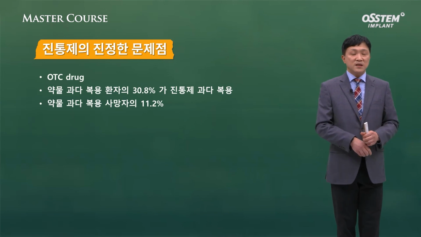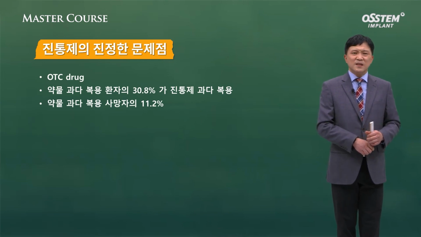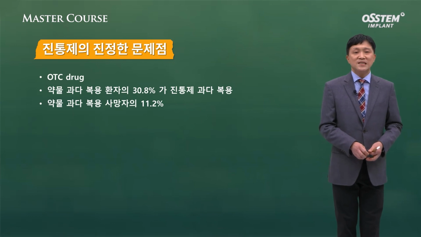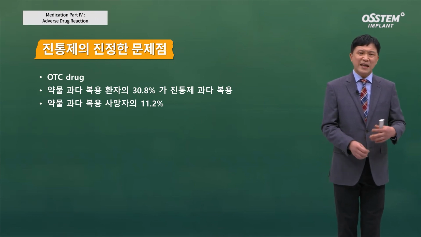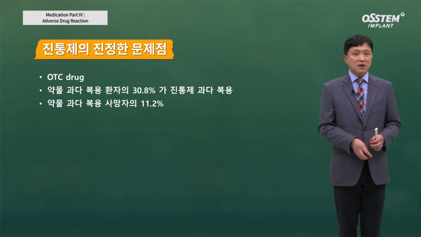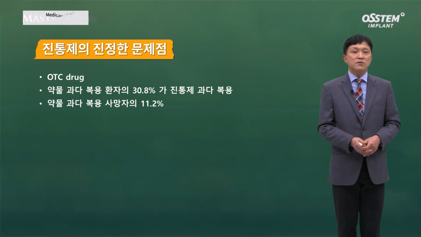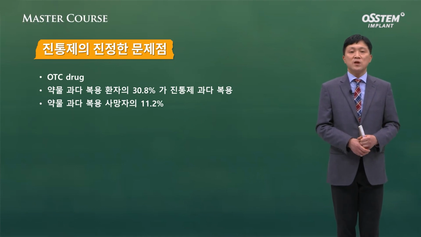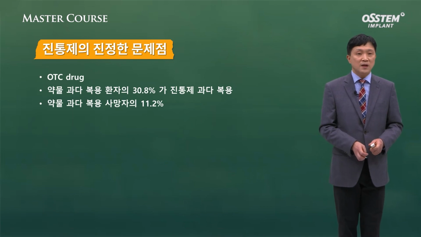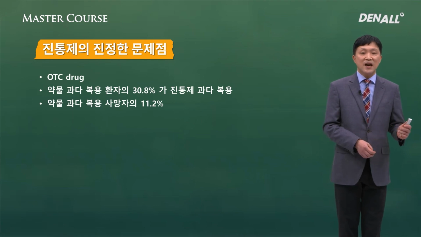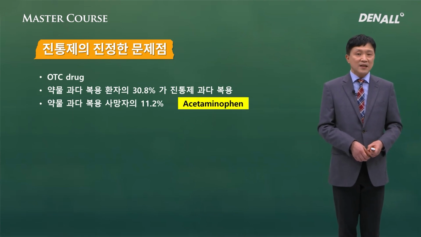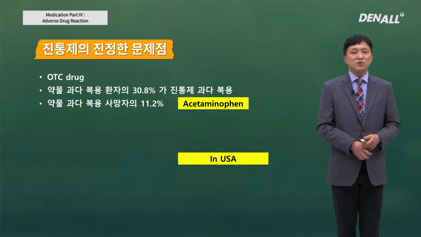We talked about adverse drug reactions of analgesics. They have a lot of ADRs because they are very easy to purchase as over-the-counter drugs. That's why there are a lot of ADRs associated with them. 30.8% of overdose patients are overdosing on analgesics, and 11.2% of overdose deaths are coming from analgesics. It's not happening in Korea. Acetaminophen causes problems when used in overdose. This is happening in America.